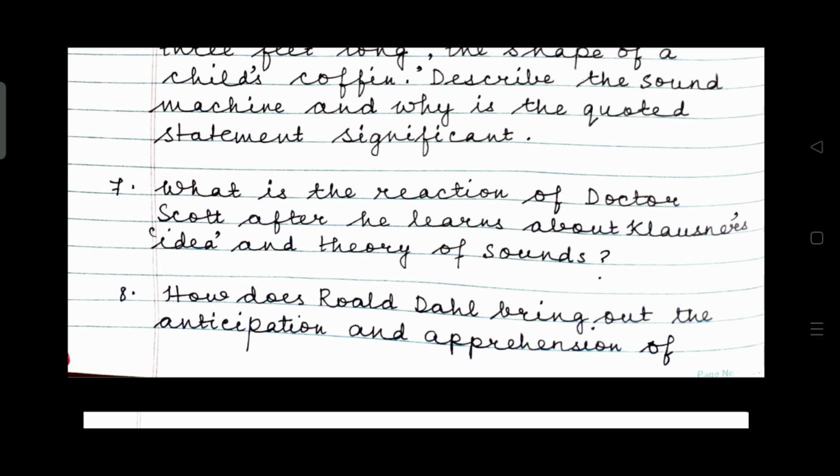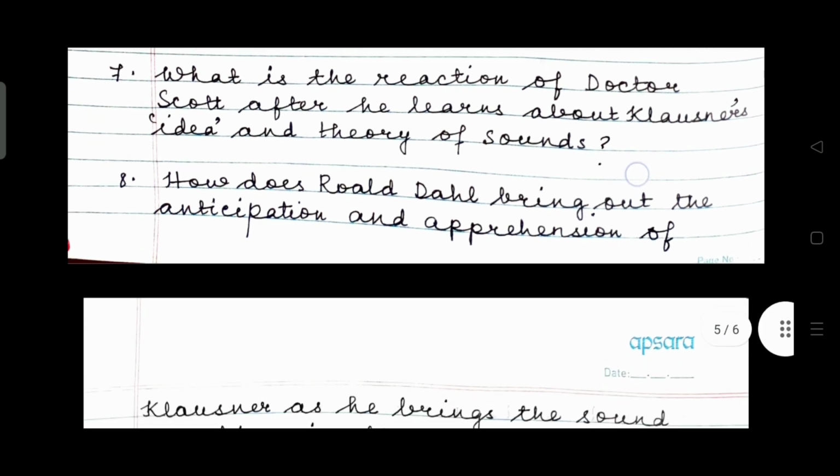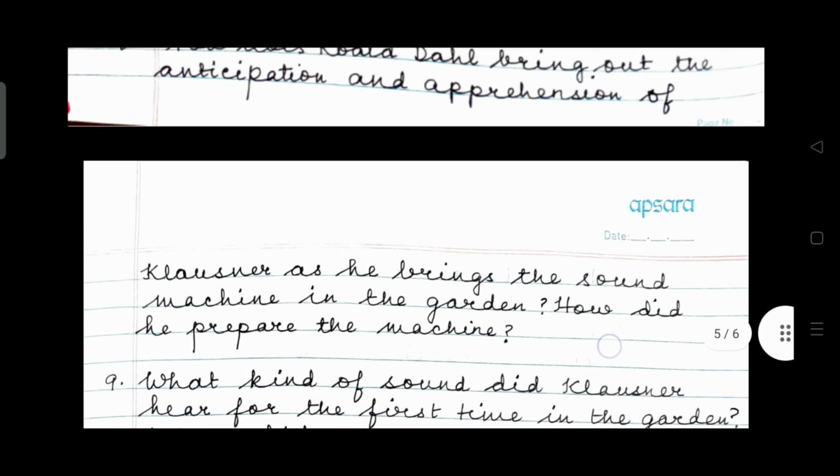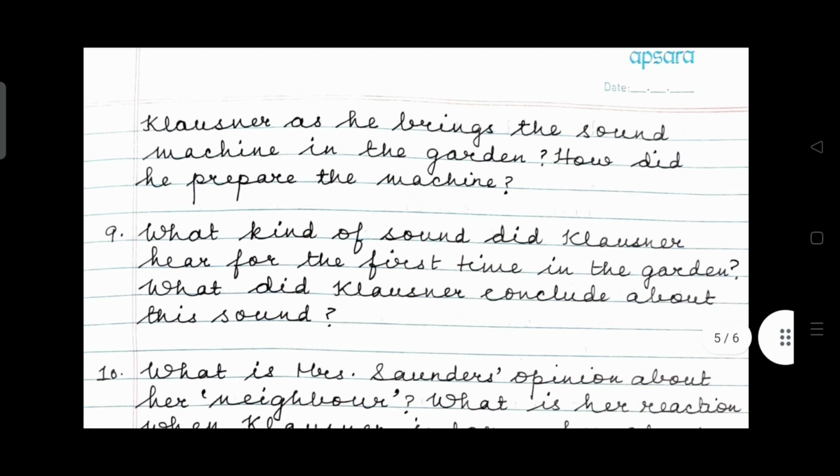How does Roald Dahl bring out the anticipation and apprehension of Klosner as he brings the sound machine in the garden? How did he prepare the machine? Let's see on which page this is mentioned. Yes, Echoes, page number 104.